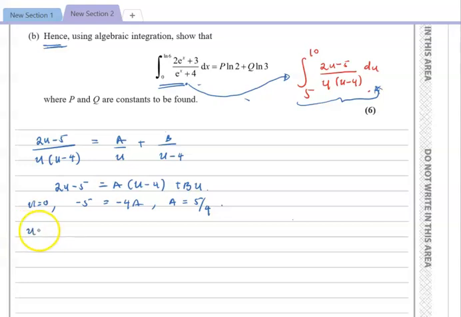Now you can substitute u equal to 4. If u is equal to 4, put 4 over here. When you put 4 over there, you have 8, so that means you have 3. You have 3 equals, when you put 4 over here, that's 0, and then when you put 4 over here, you have 4b. That means you end up with b as equal to 3 over 4.